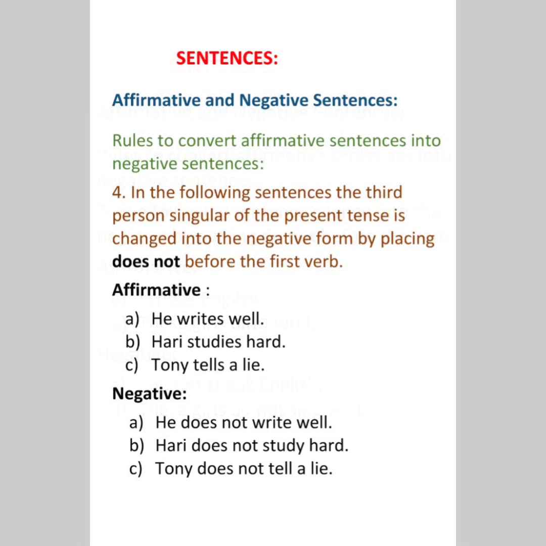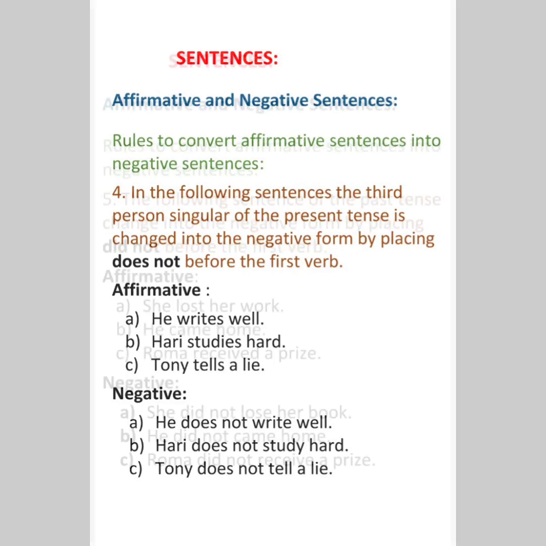Then, fourth rule. In the following sentences, the third person singular of the present tense is changed into the negative form by placing does not before the first verb. We'll see some examples. In affirmative sentence, he writes well. In negative, we can write it as he does not write well. Hari studies hard. Hari does not study hard. Tony tells a lie. Tony does not tell a lie.